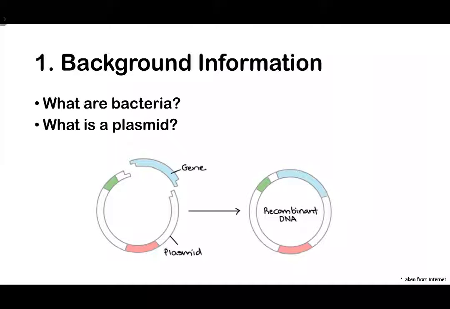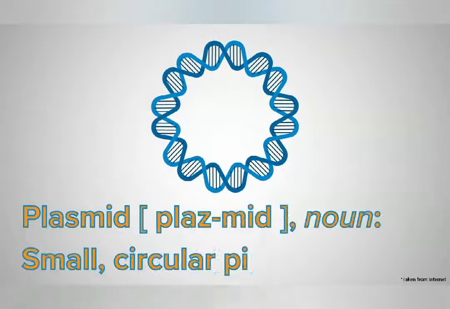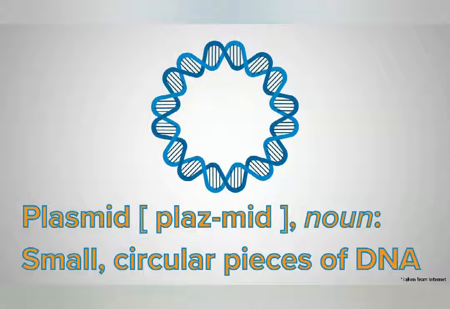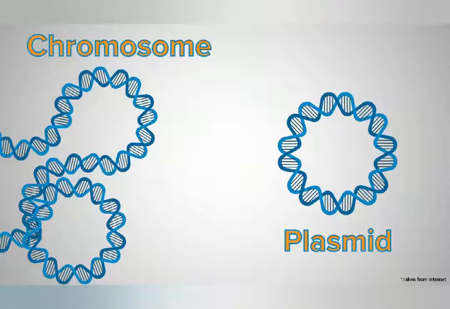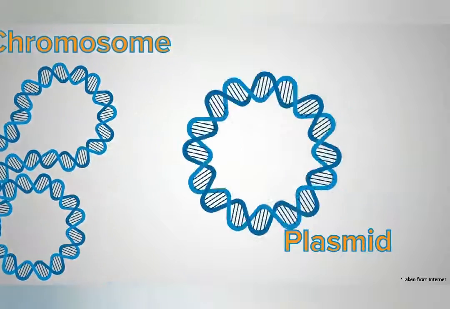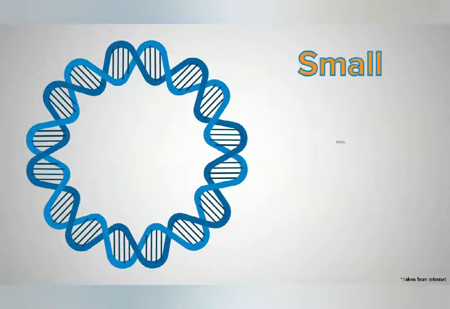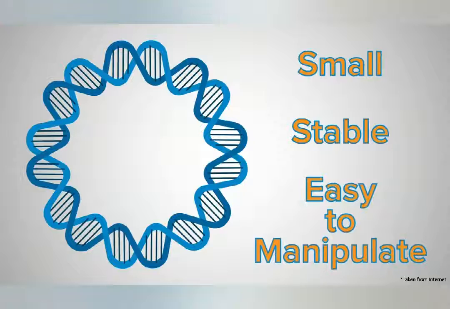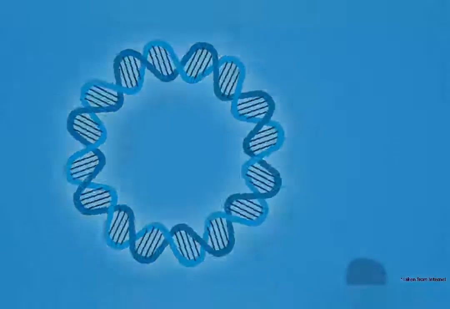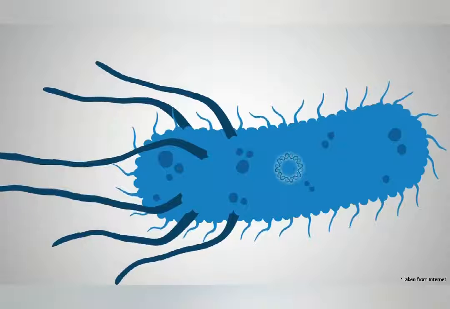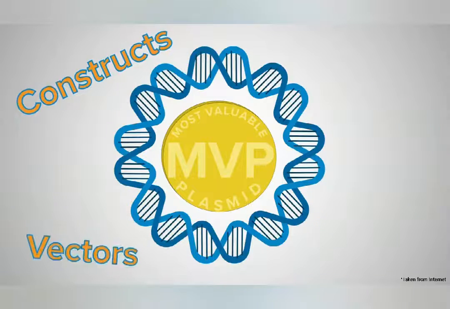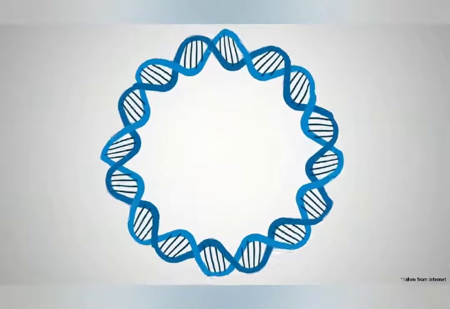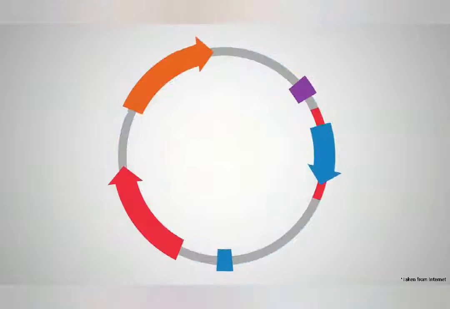What is a plasmid? Plasmids are small circular pieces of DNA that replicate independently from the host chromosomal DNA. Compared to the billions of bases that make up the entire genome, plasmids typically contain a couple of thousand at most. They are relatively small, stable, and easy to manipulate. In nature, plasmids are usually found in microbes like bacteria. They often contain genes that provide a competitive advantage, giving their host cell an ability that they didn't have before, such as antibiotic resistance. Plasmids are not only useful to bacteria, but they also made themselves indispensable for lab experiments.